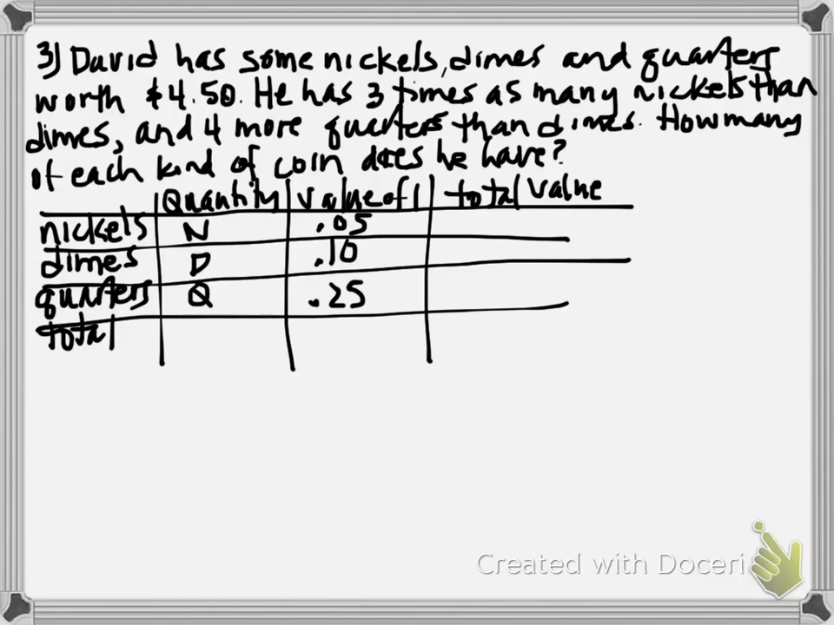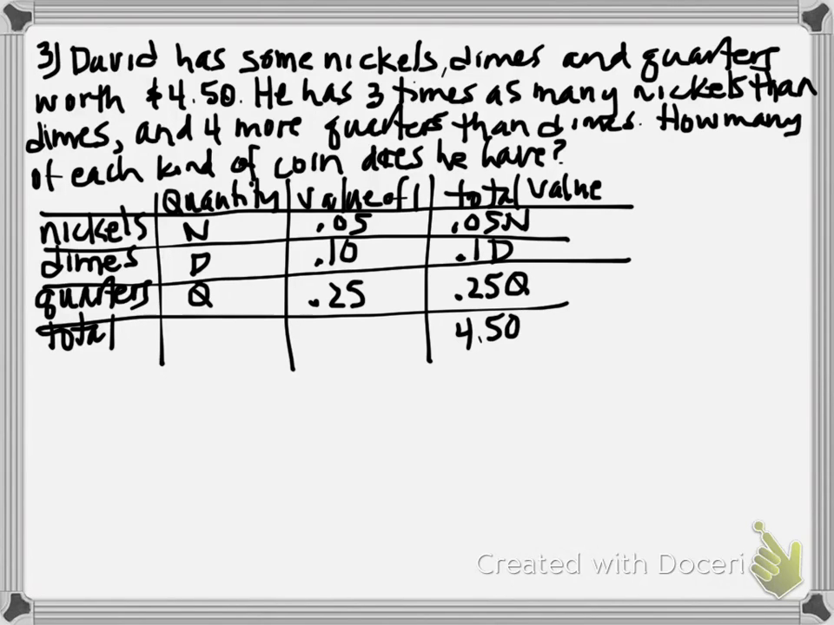To get the total value of nickels, we just multiply the quantity times the value of 1, we get 0.05N. For the dimes, we get 0.1D. And for the quarters, we get 0.25Q. And then at the end of that first sentence, it says that the money is worth $4.50. And then the next sentence talks about how to define the other types of coins in terms of dimes, as a matter of fact, in this one.